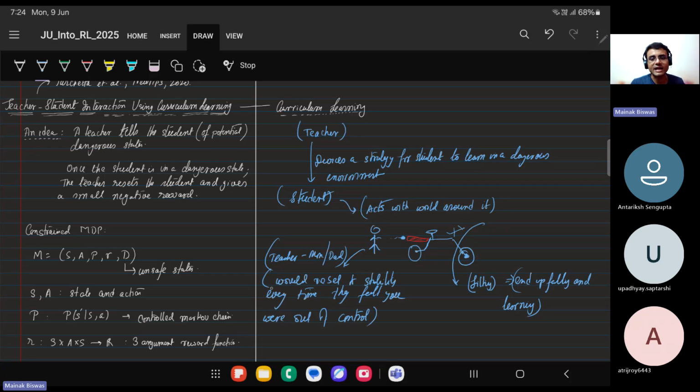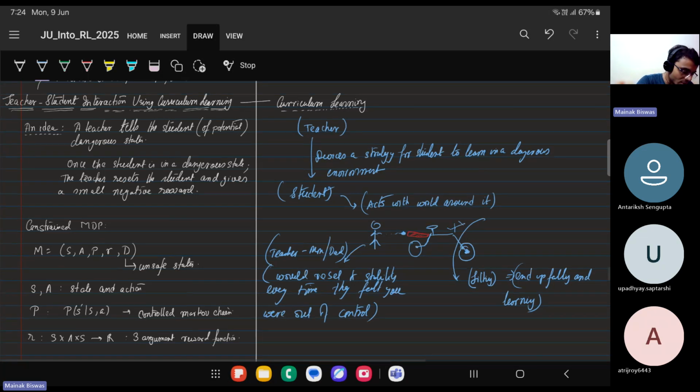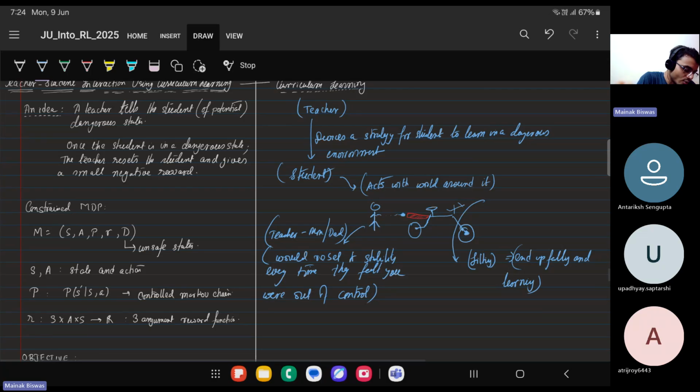It is true in any aspect of life. People who know more than you, who are more experienced, keep devising the curriculum for you, or try to take you out of states or actions that are taking you to potentially dangerous states. So that's what is called a curriculum. They could reset the stability every time you were going to fall. So this is the teacher and this is the student. This is what used to happen.